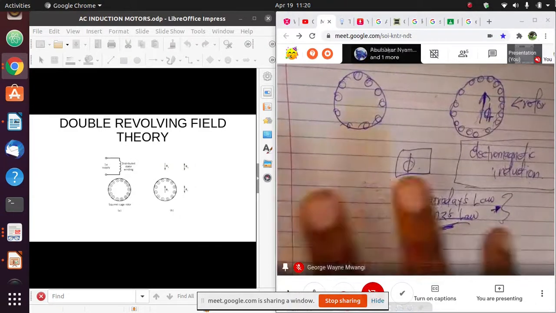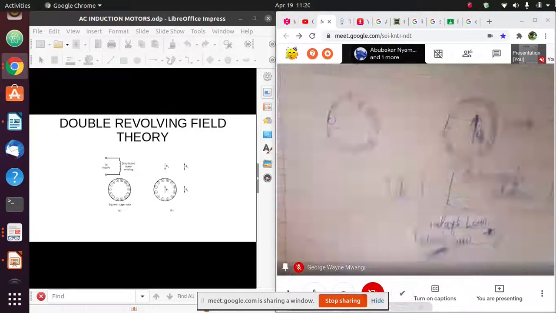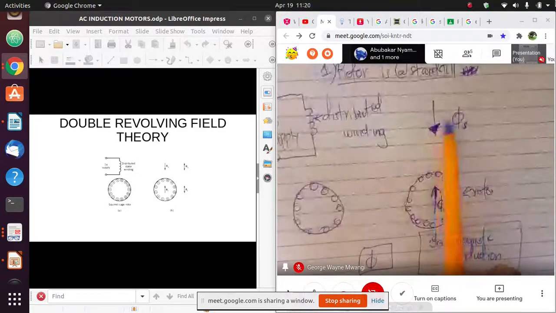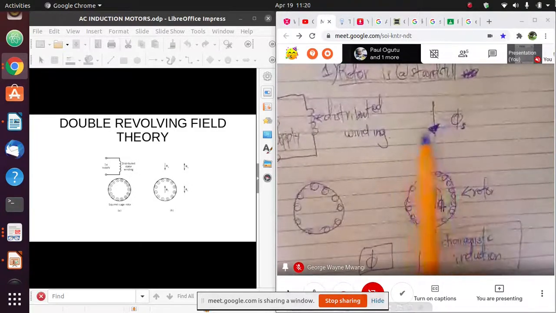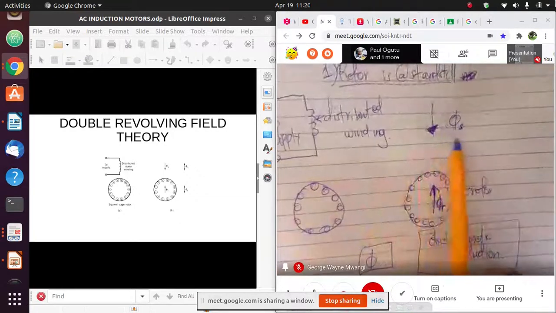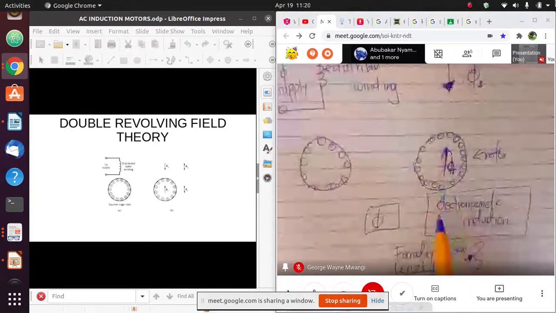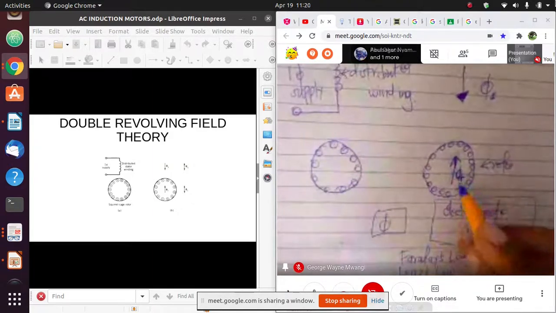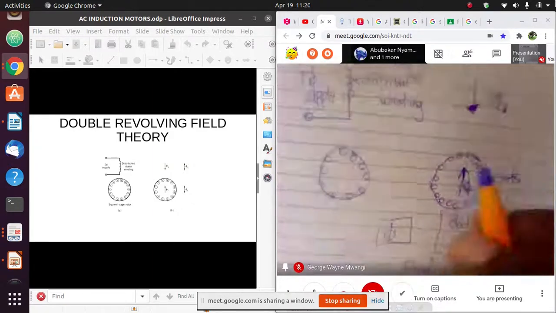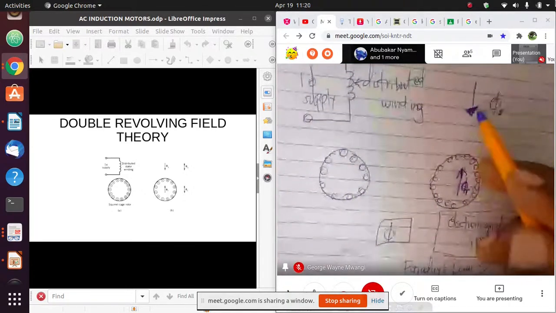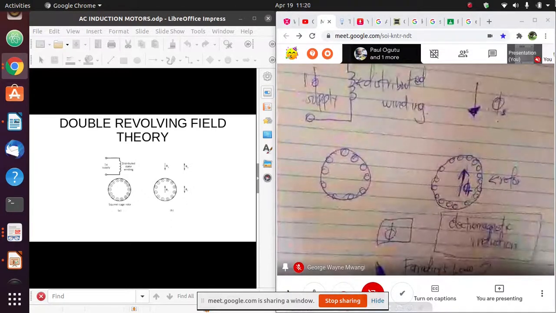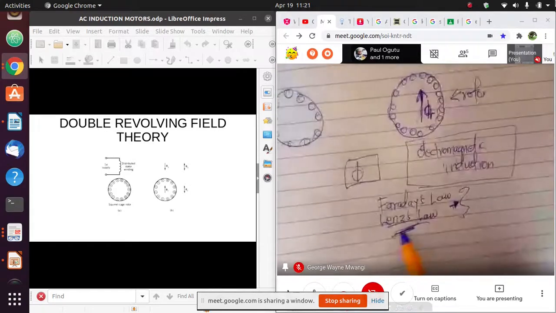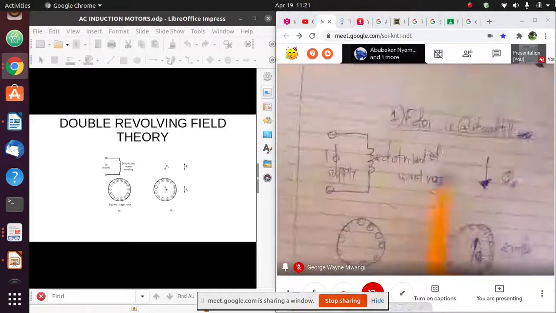So this is what happens when the rotor is at standstill. We'll have a flux being produced when the AC single phase supply is connected to the stator. That flux will induce current in the rotor circuit. That current will also produce a pulsating rotor flux, which will tend to oppose the stator flux producing it. And this, as I've said, is governed by Lenz's law. This is the rotor at standstill.